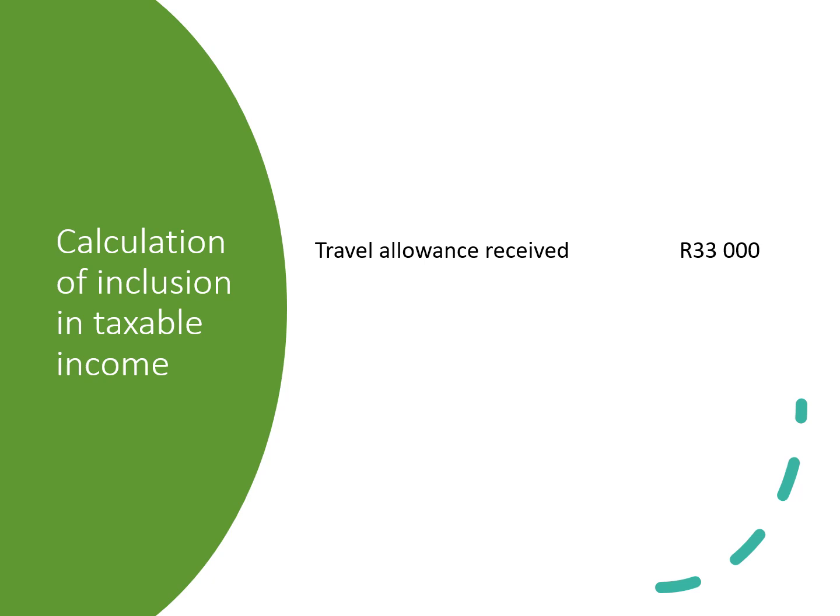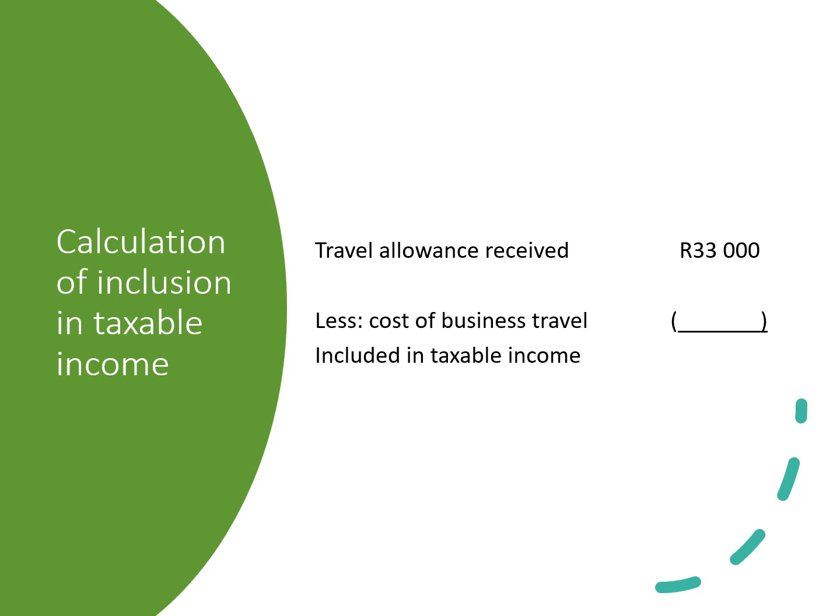In order for the employee to be able to deduct business-related travel expenses from the travel allowance, the employee had to keep an accurate logbook. If there's no accurate logbook, no business travel expenses can be claimed as a deduction. So it's very important to keep that logbook. And then the expenses can either be based on the actual costs the employee incurred or the deemed costs per the deemed cost table, which we will look at next.